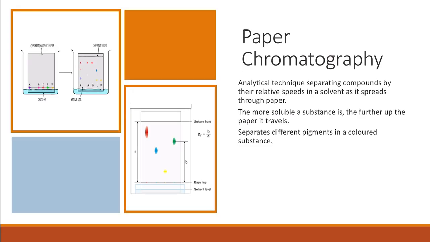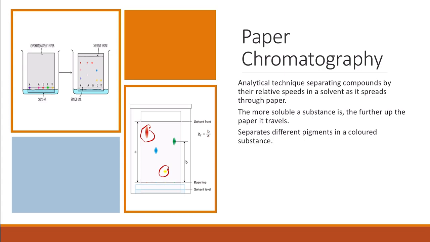Paper chromatography is an analytical technique that is used to separate components or compounds by their relative speed of movement in a solvent as it is spread through a paper. So you have the different components, they have different affinity or different attraction to the solvent and to the paper. If it has more solubility in the solvent, it will move faster through the paper. If it has less solubility, it will move slower. We measure the distance that is traveled by each component, and then we can say whether we have a specific dye or a specific component in that mixture or not.